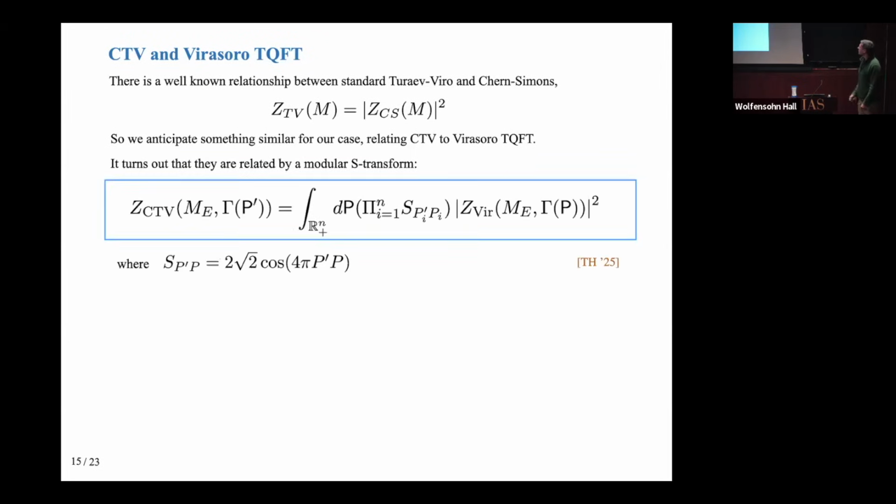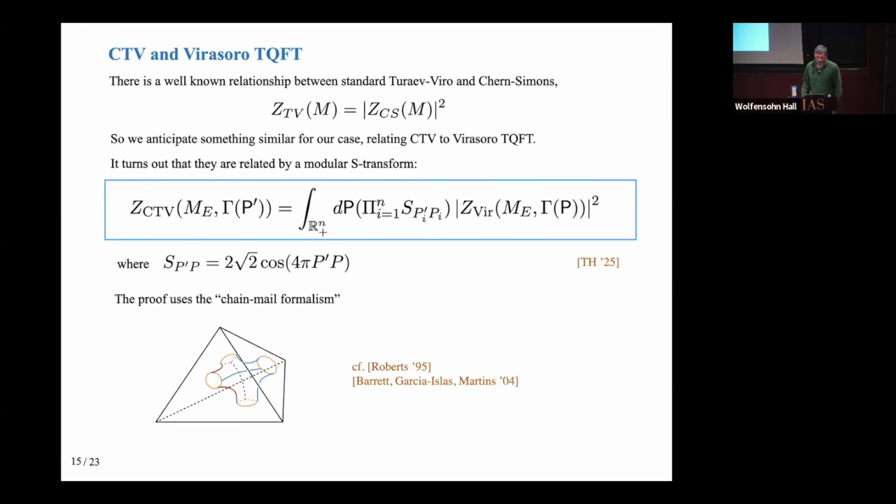It turns out that they're related by a modular S transform. The modular transform comes in because we have Wilson lines in our observables, so there's some extra dependence. And the modular S transform takes you from one theory to the other. So this is a statement: you take your Virasoro TQFT amplitude for some graph, you square it, and you do the S transform. S here is the kernel for the characters on the torus, which turns out to just be a cosine. So this is really just a Fourier transform. You can think about it either way.